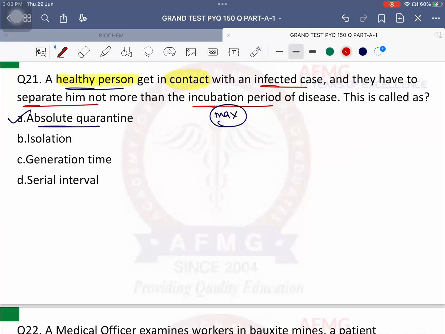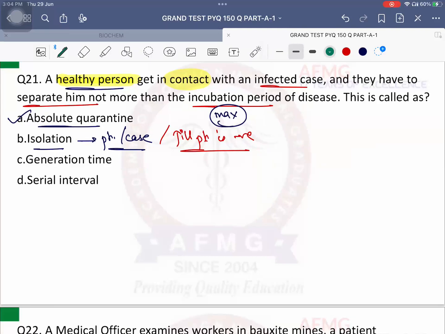Okay? So that's the reason. And whereas if we are separating the patient or the case of a disease, very good. If you are separating the patient or case of a disease, that is called as isolation. And till when do we have to separate in isolation? So till the patient is negative. You can call it maximum period of infectivity, or the best answer will be till the patient is negative. Okay, so that's the important thing. No issues with this, anybody? Please remember. So if we are separating the healthy contact, answer is quarantine.